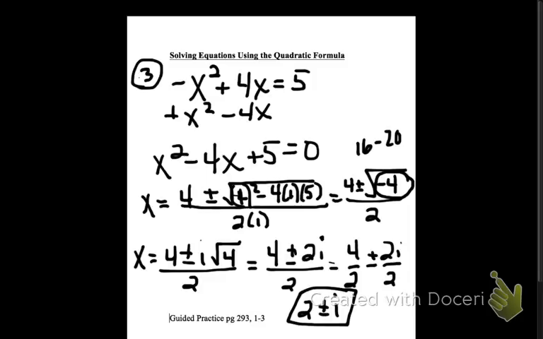At this point, I would like you to go ahead and try the guided practice on page 293, 1 through 3, and I'm going to give you the answers here so you can check yourself as you go.